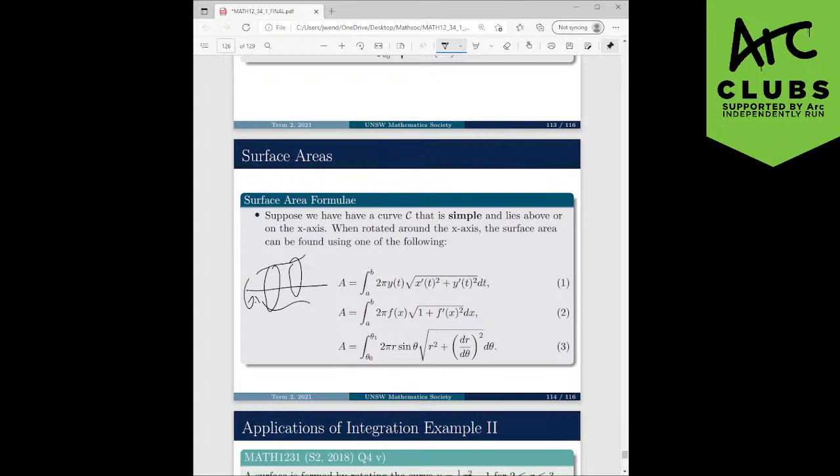If you sum all of that up, you'll get the surface area. And that's what the 2 pi y of t is here. Sorry, maybe it's more intuitive. 2 pi f of x, that's 2 pi, and then you can see the radius of your circle there. It's just the y equals f of x. So 2 pi r, there's a circumference, and then this is a direct copy of the arc length formulas.